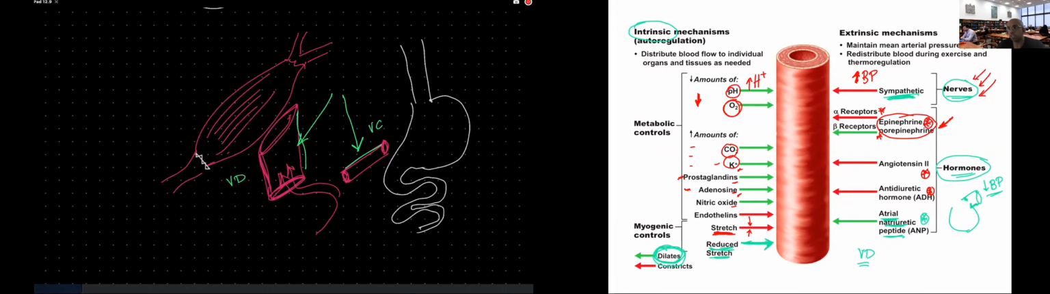All right, so again, what allows the epinephrine and norepinephrine to have two opposing effects on the different organs is going to be determined according to the type of receptor that is present on those organ blood vessels.